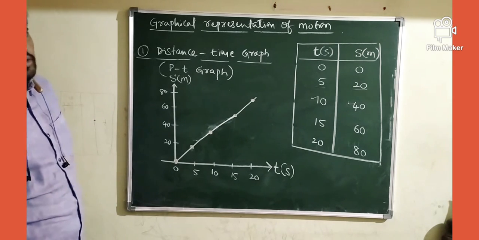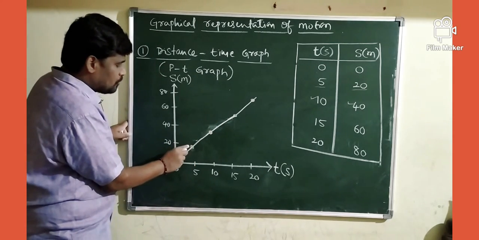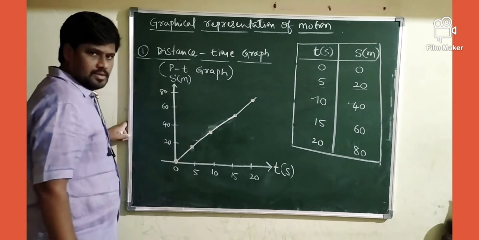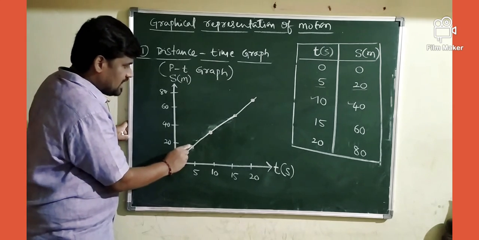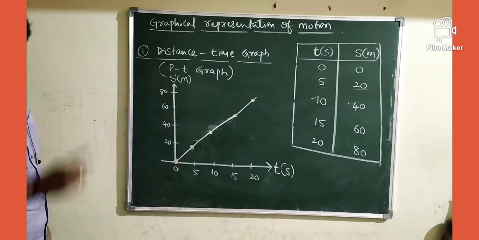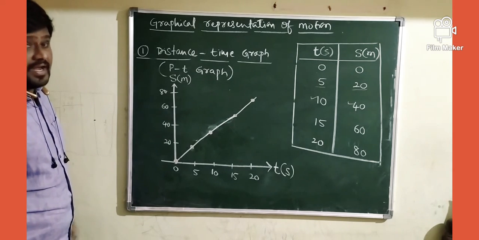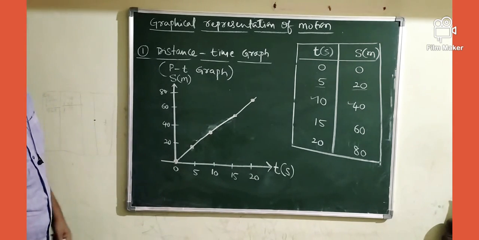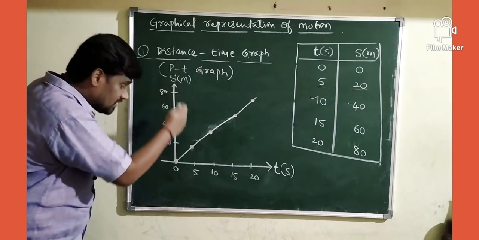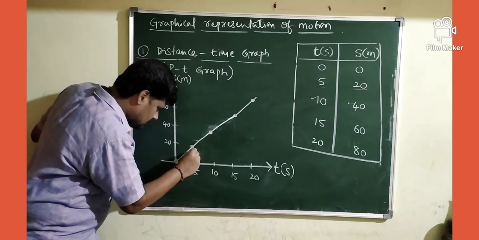You have to select any 2 points on the graph. I am selecting these 2 points. One point I will call A and another point I will call B. From point A, that is the first point, draw a straight line parallel to the y-axis so that it intersects with what? The x-axis. Like this, from the first point, draw a line.